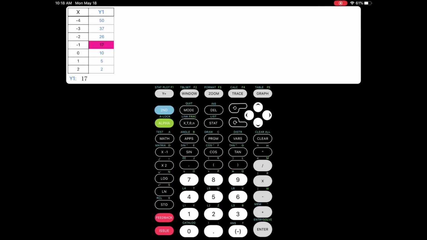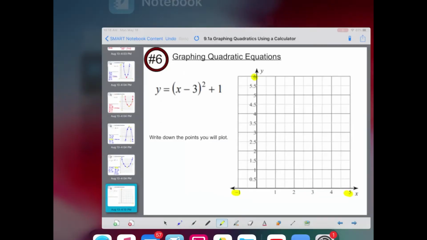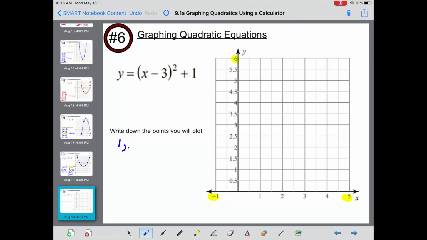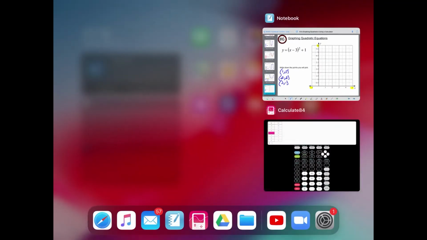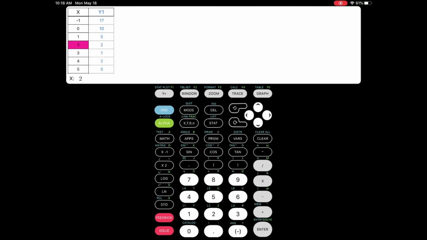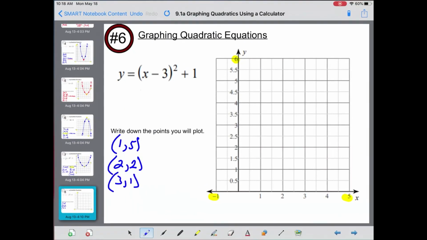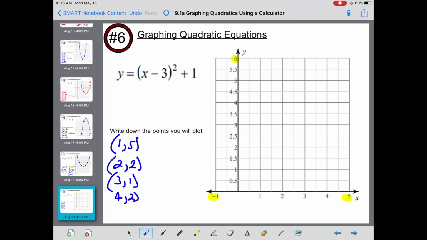So from -1 to 5. Less than 6. -1, 17 is not going to fit. 0, 10 is not going to fit. 1, 5, 2, 2, 3, 1 are all going to fit. 1, 5, 2, 2, 3, 1, 4, 2, and 5, 5.